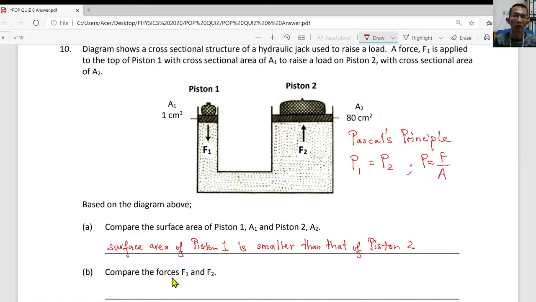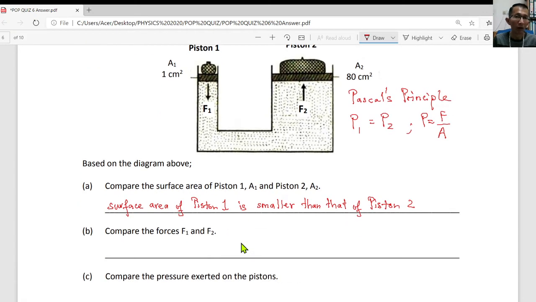Next, compare the forces F1 and F2. Just by looking at the diagram, I do know that F1 must be smaller than F2, because here I have a small load, here I have a bigger load. So definitely, remember, write down the quantity to be compared. So the force F1 is smaller than force F2. Simple, right?